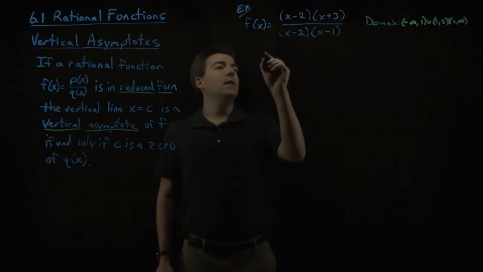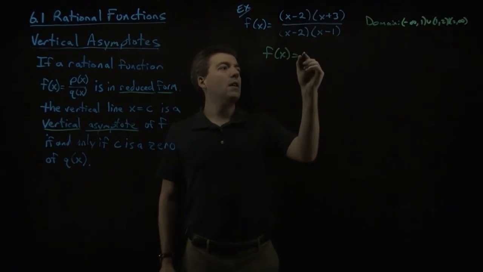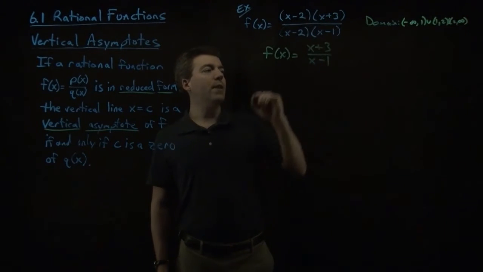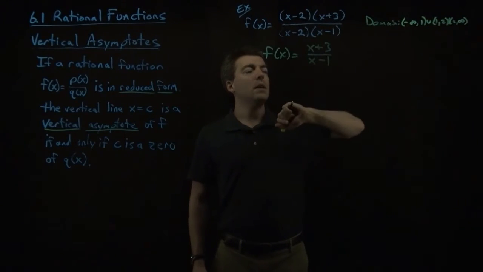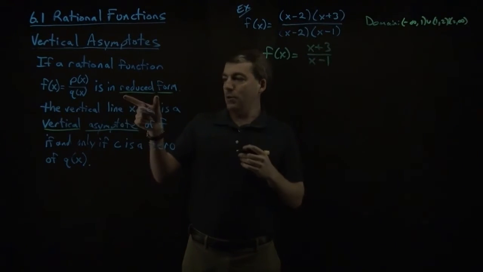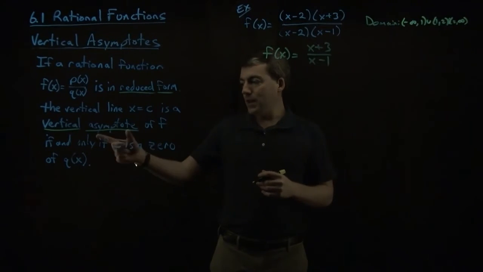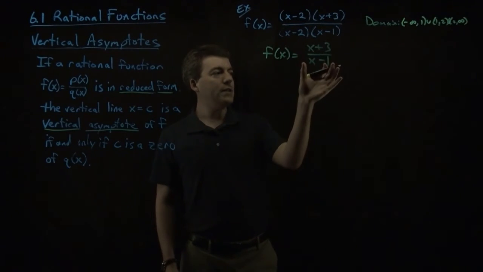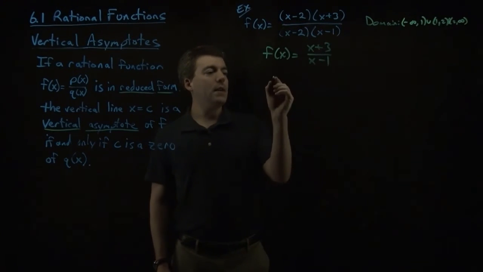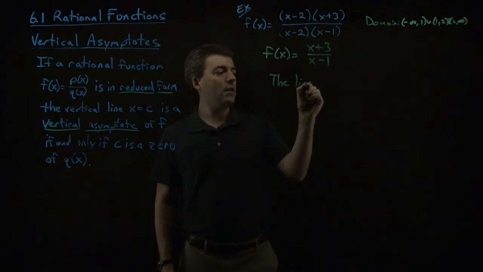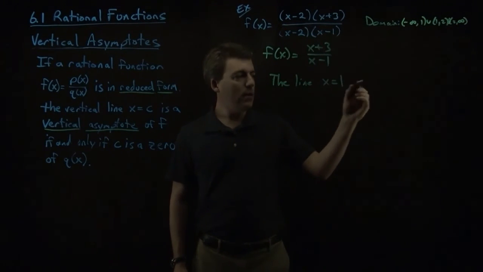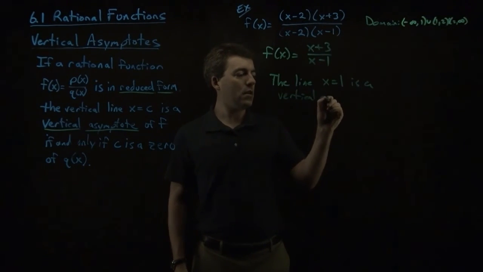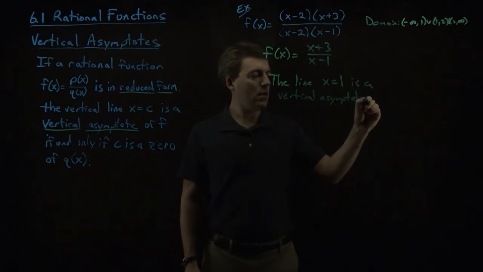Okay, so we can then write f of x as x plus 3 over x minus 1, canceling the common factor, noting that we have to remove the 2. And now this is in reduced form, and so we can read off the vertical asymptotes. That would be the zeros of the denominator. So x minus 1 is the denominator. 0 would be at 1. So the line x equals 1 is a vertical asymptote of f.